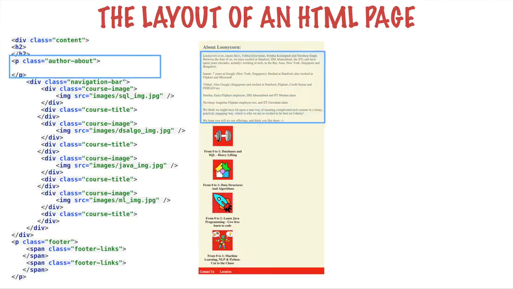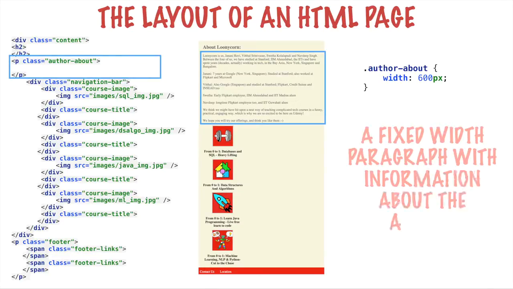After the header comes a paragraph about the authors of Loonycon. So there is a brief description of all the authors of Loonycon and their experience, etc. The only CSS that we've applied to this page via the author-about class is that its width is 600 pixels. It's a fixed width paragraph which has information about the author. So basically the text in that particular paragraph will not go beyond 600 pixels.